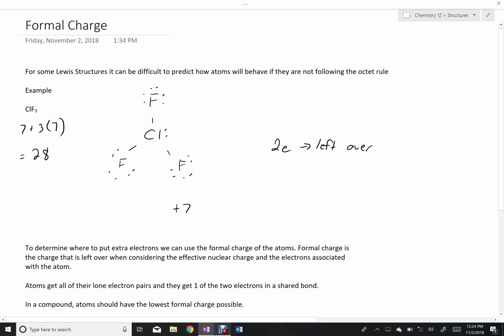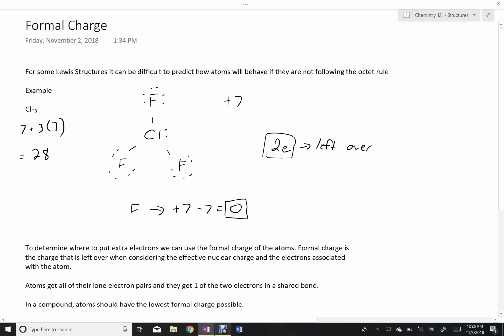So let's look at the fluorine's formal charge. It has 7 in the middle, and then 1, 2, 3, 4, 5, 6, and then it gets one of those 2 from the shared bond for 7, so it has a formal charge of 0 right now. When we are doing this for formal charge, the rule is we want to get the lowest formal charge possible. So 0 is perfect. For these extra 2 electrons, I really don't want to put them on the fluorine. But let's consider the chlorine so we can see if they fit there easily.